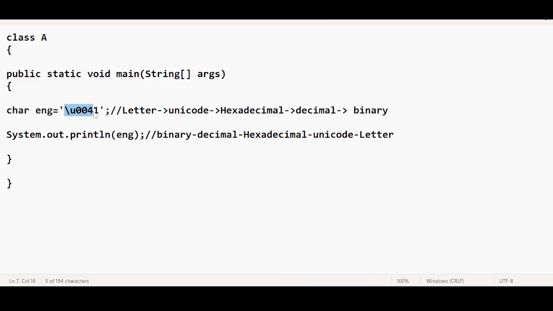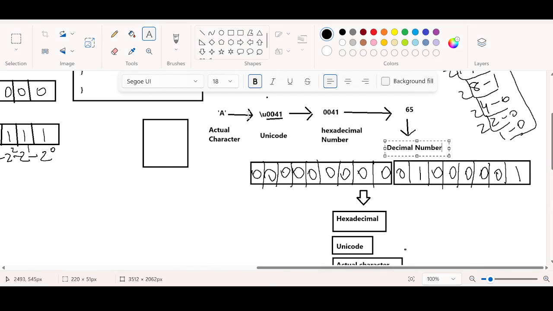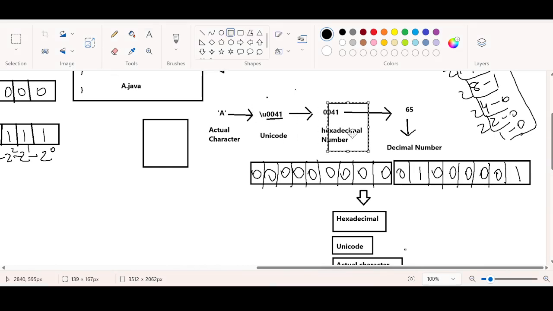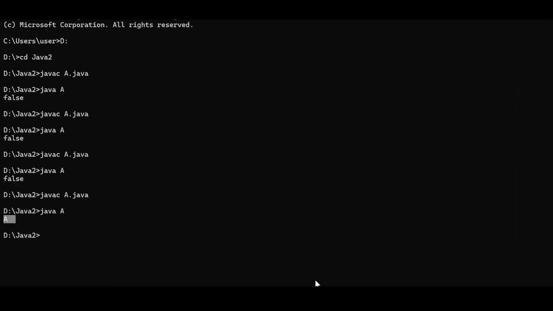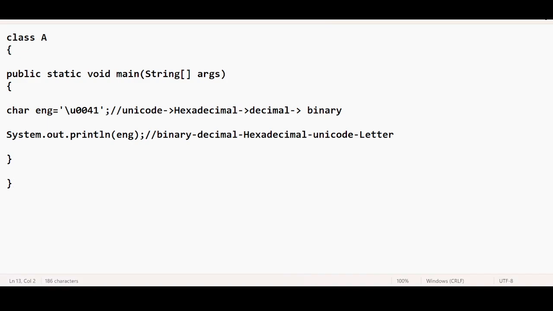If I directly assign Unicode here, the conversion will start happening from the Unicode. This letter is not there now; you are assigning that Unicode. If you assign Unicode directly, from Unicode hexadecimal number, from hexadecimal decimal number, from decimal binary number, and again for the extraction, binary to decimal, decimal to hexadecimal, hexadecimal to Unicode, Unicode to letter. This will not change. When you are assigning Unicode directly, the conversion will start happening from the Unicode. Likewise, you can also assign the direct number. Let us try to execute this. Let me execute this.